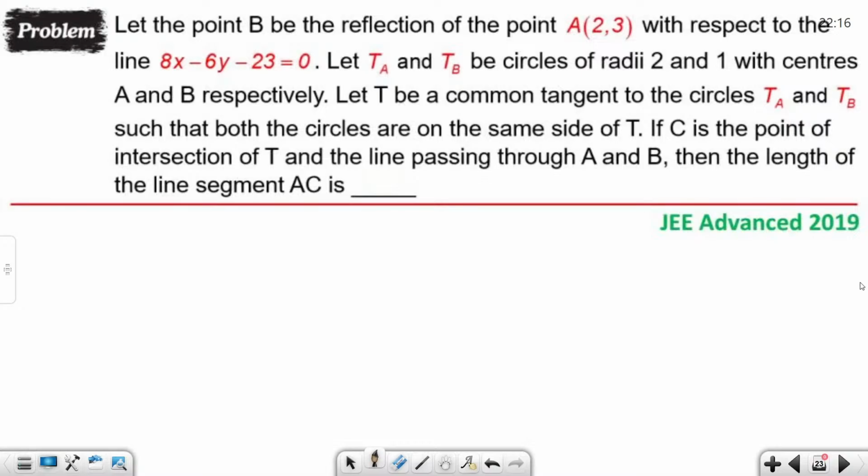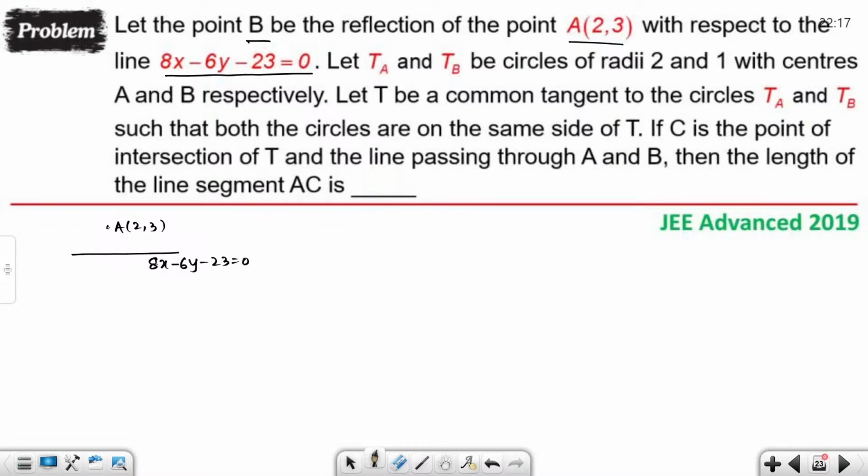This question came in JEE Advanced 2019. It has been said that the point B is the reflection of point A with respect to this line. So first I will find out what is the coordinate of the point B. So A is this point, which is (2, 3), and this is a line which is 8x minus 6y minus 23 equals 0.